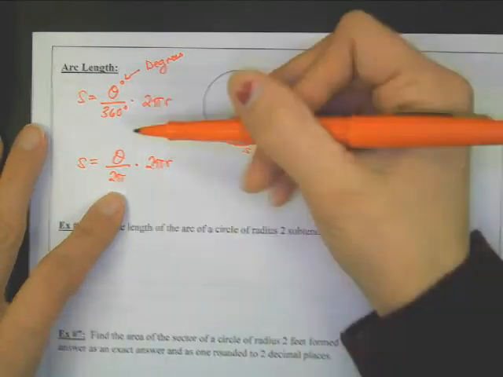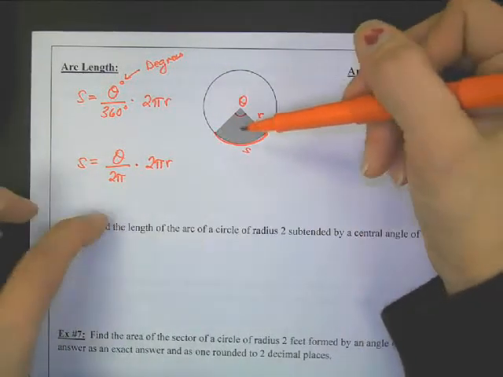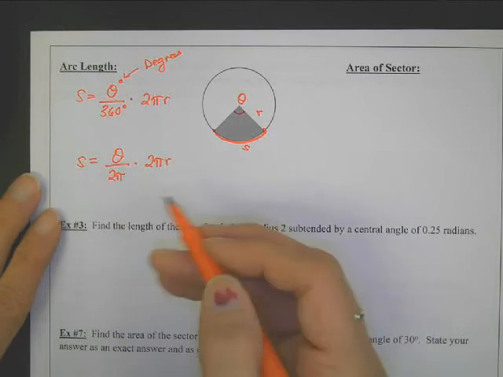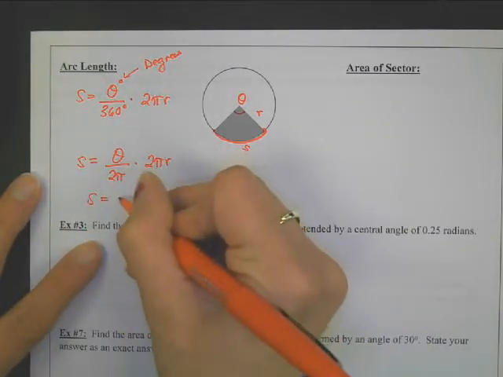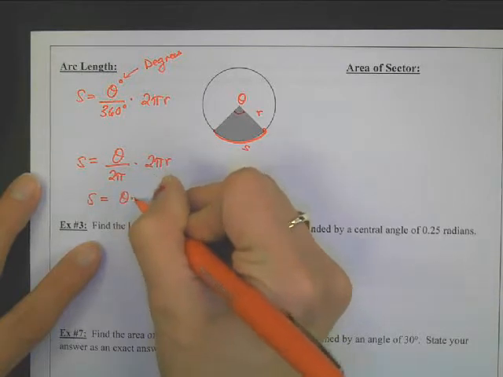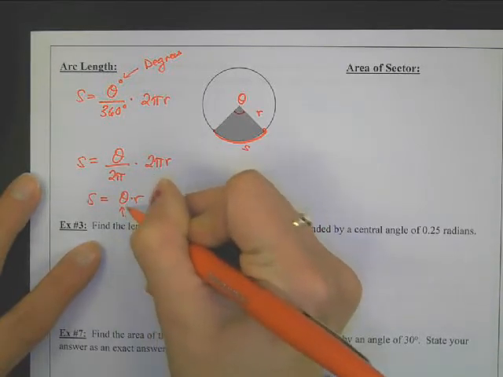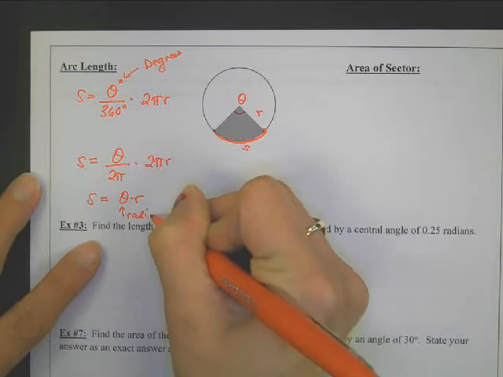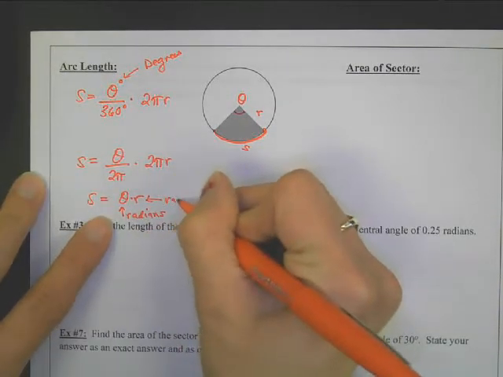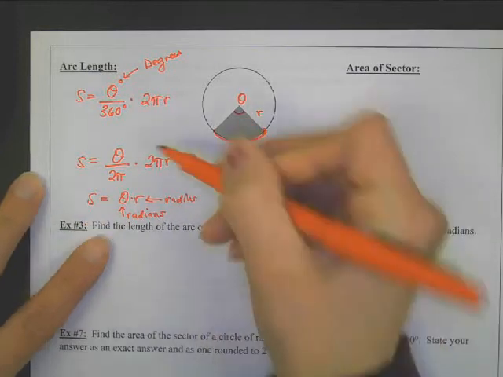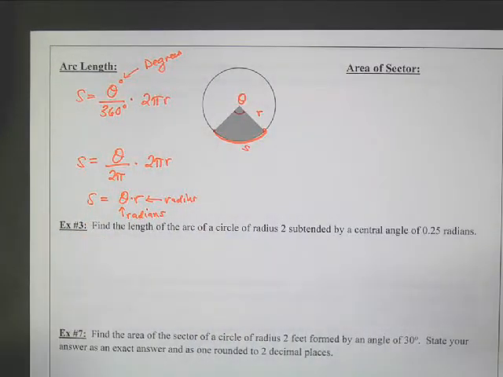That is an excellent formula because you understand how it's made. It's a fraction of the whole. There is a cleaned up version of this. If you cancel out the 2 pi's, all you get is theta times r. That is the angle in radians. And what I usually remember is radians times radius. Otherwise, just knowing how they're formed is actually really good.